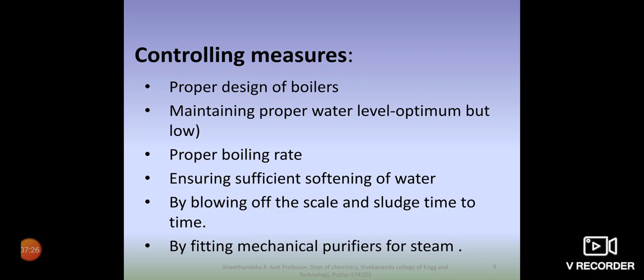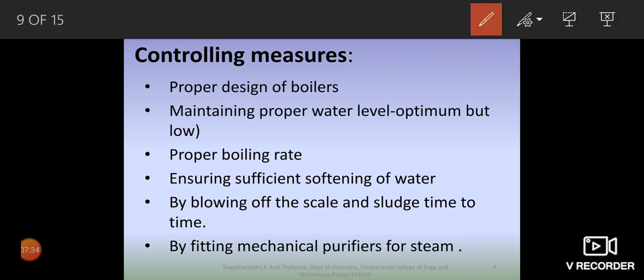Now let us see some controlling measures. The simplest possible I have quoted here. First and foremost, as we have seen, improper designing leads to priming formation. So first is proper designing of the boiler, that is from the manufacturing end. Second, we know that excess water level may cause priming to happen. So we'll go for an optimum level of water. Specifically speaking, a little bit low level is more favored compared to a high level of water, that is maintaining proper water level. Then go for proper boiling rate. Uneven boiling must be avoided.